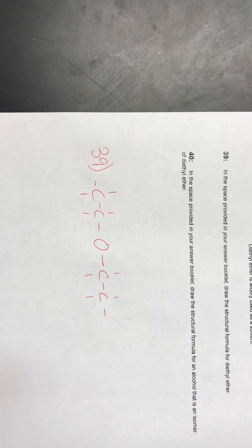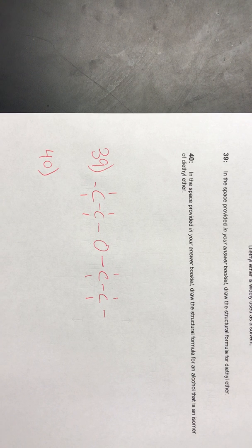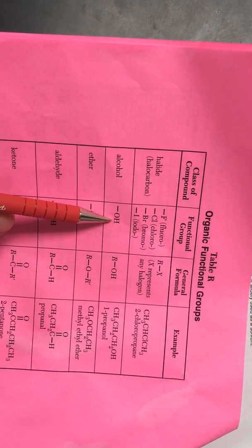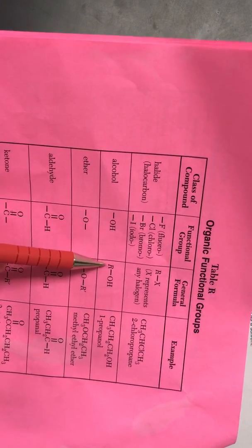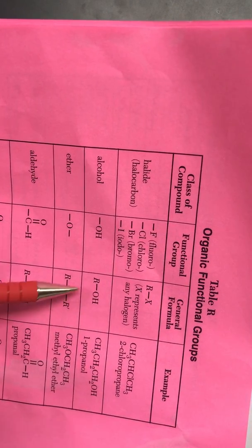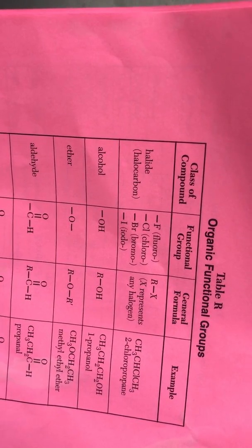And the last question, question number 40, says, in the space in the answer booklet, draw the structural formula for an alcohol that is an isomer of diethyl ether. So we need to draw an alcohol. Now an alcohol, different than an ether, you'll see that this functional group is an oxygen or a hydroxyl group, so an OH group. And it doesn't have to be on the end, but it has to be on a carbon chain, and it doesn't split. It's on a carbon, it's not between carbons. So that's kind of the focus.